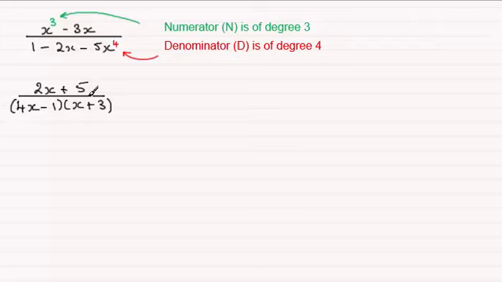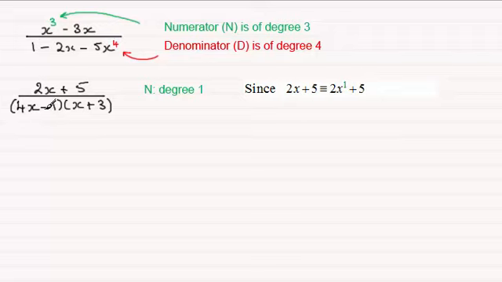Now for this next fraction, what do you think the degree of the numerator is going to be? Well, it's going to be 1. And the reason for that is that if you take 2x plus 5, we can think of it as being identical to 2x to the power 1 plus 5. So the degree then is 1.